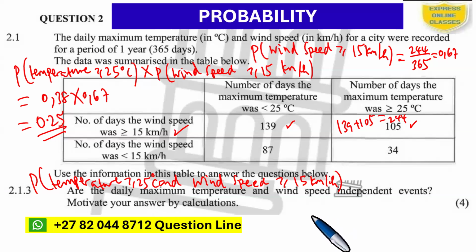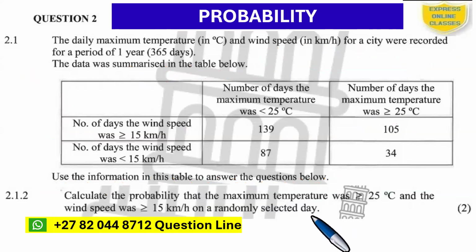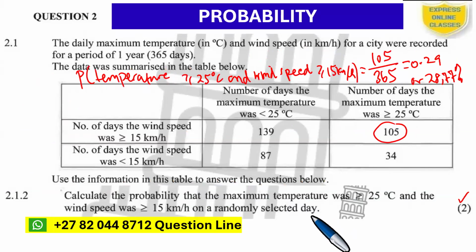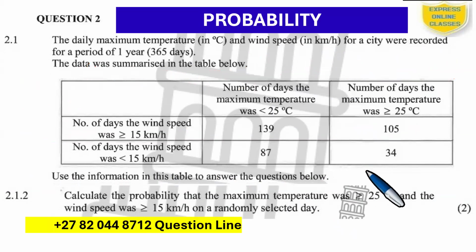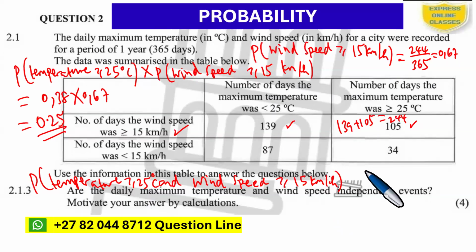we look at the previous question. And we got that answer to be what? These temperatures at least 25 degrees Celsius and wind speed at least 15 kilometers per hour, we got 0.29. Right, so this one became 0.29.